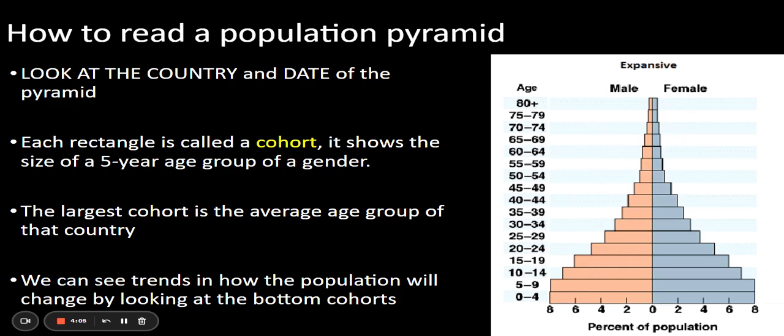Now, if we notice at the bottom, the birth rate is a lot smaller. The 5 to 9 group is really big, but the 0 to 4 is about half the size of that. That means their birth rate decreased. It doesn't mean the babies died. It just means people are having fewer kids. And that's kind of a good thing, actually. Well, it depends on who you ask.